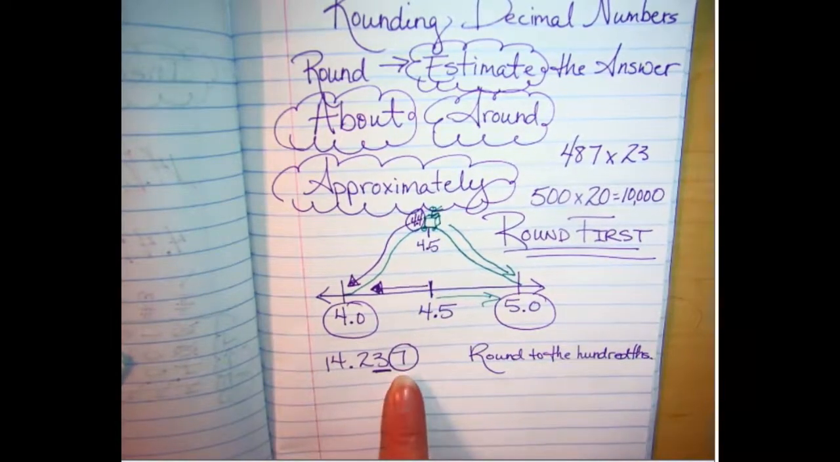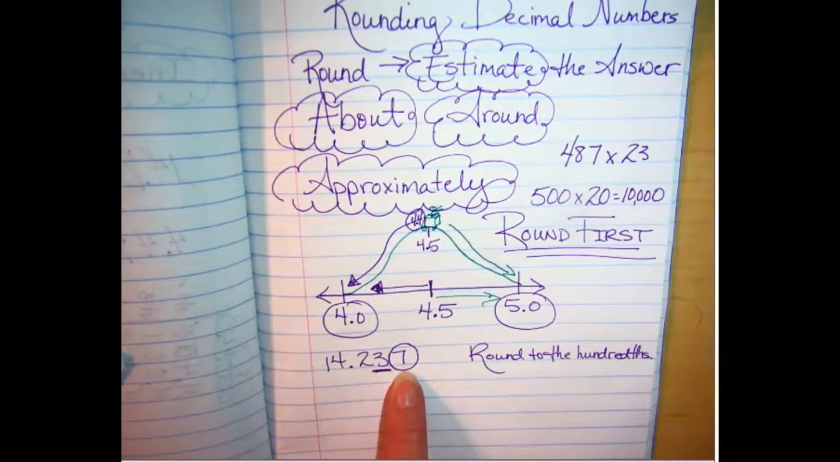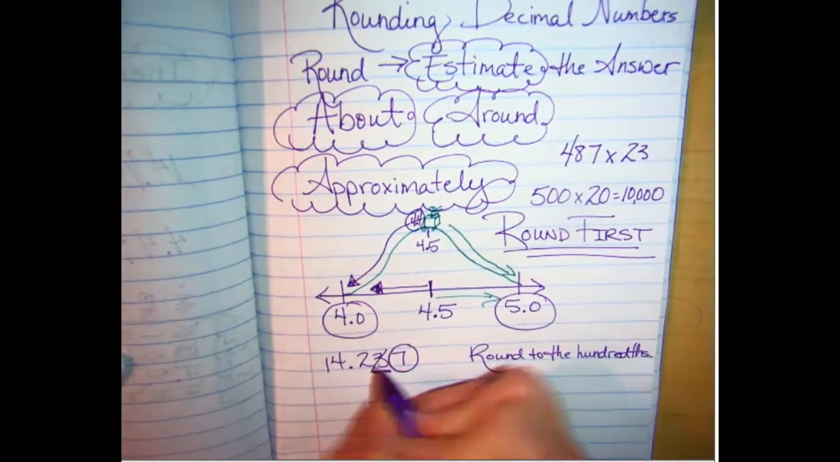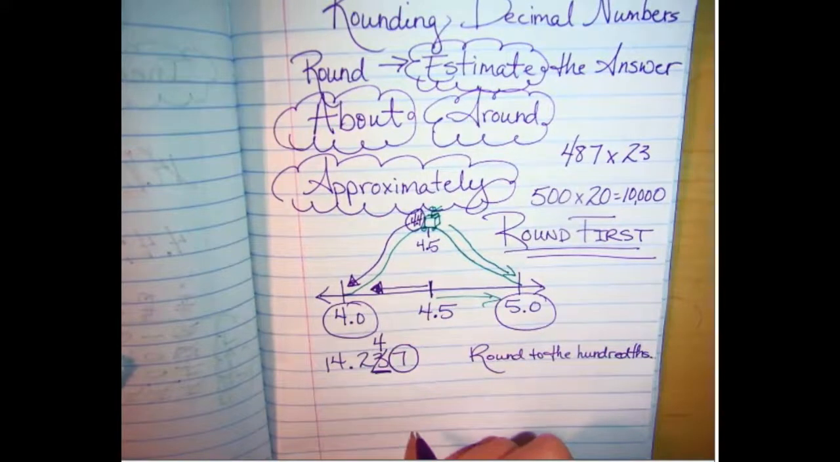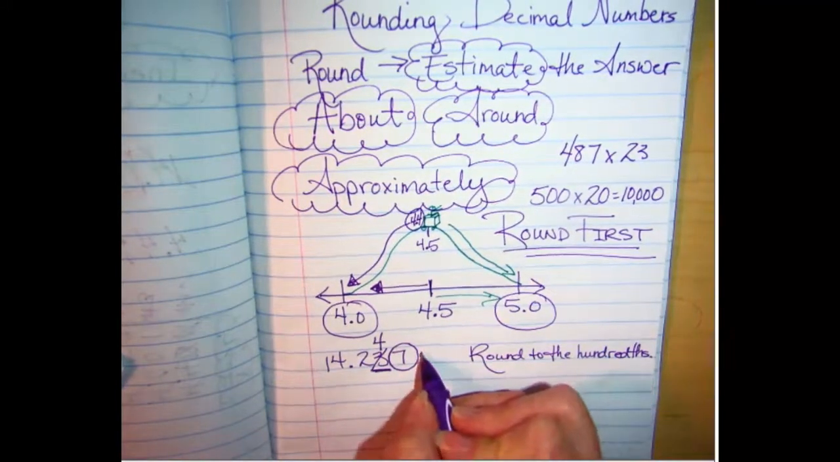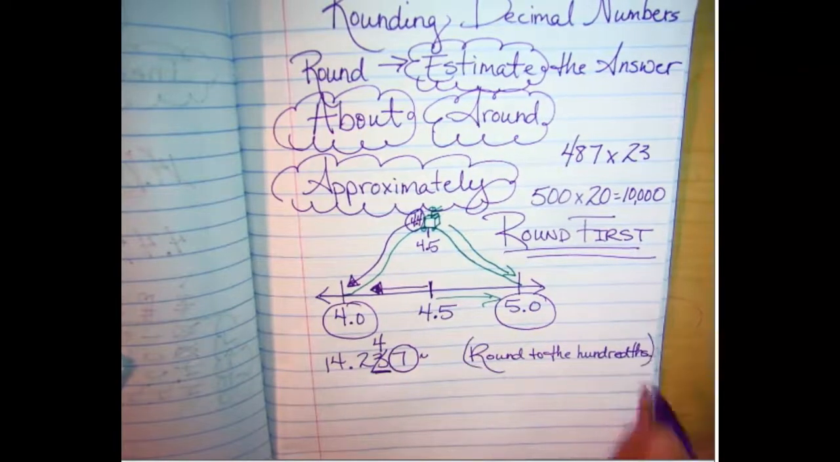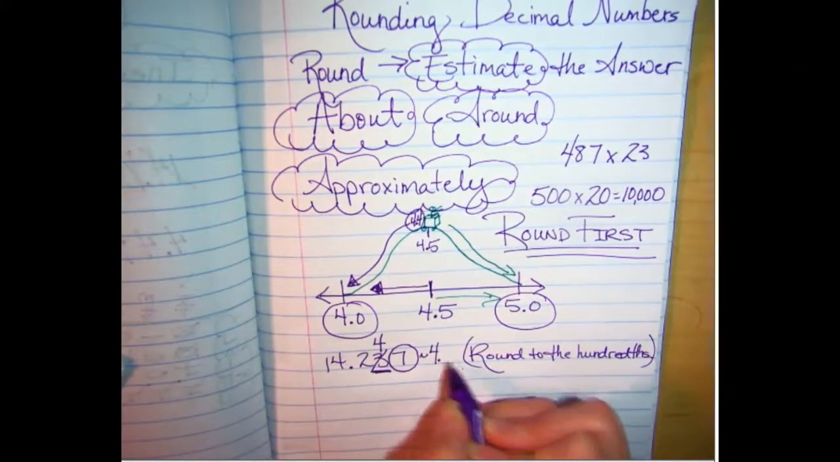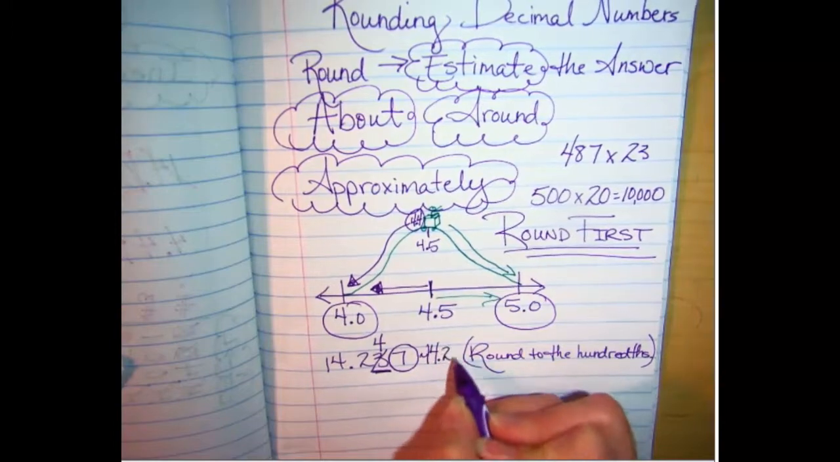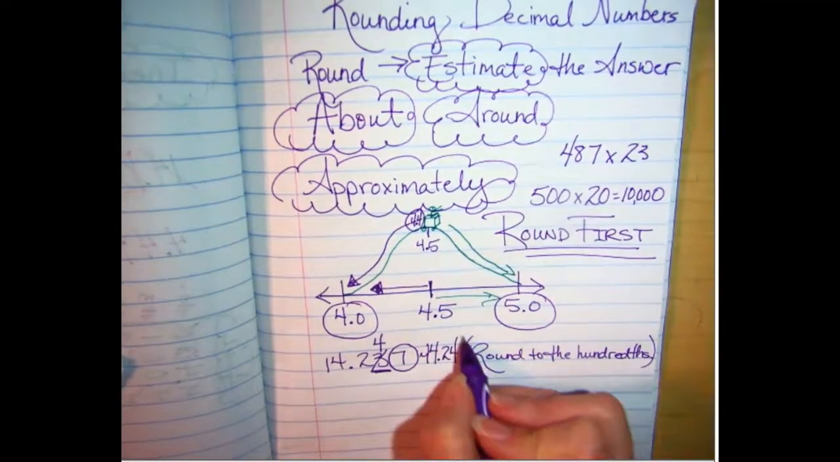If it's 5 or up, we get to change it. If it's 4 or below, we leave it. So, does the 3 get to change? Look at the 7. We get to change it to a 4, and the 7 disappears. It's now a 0. So, to round to the nearest hundredths, on this one, I get 14 and 24 hundredths for my answer.